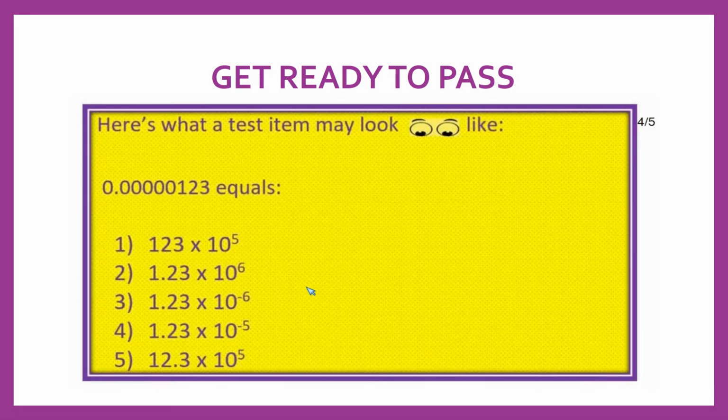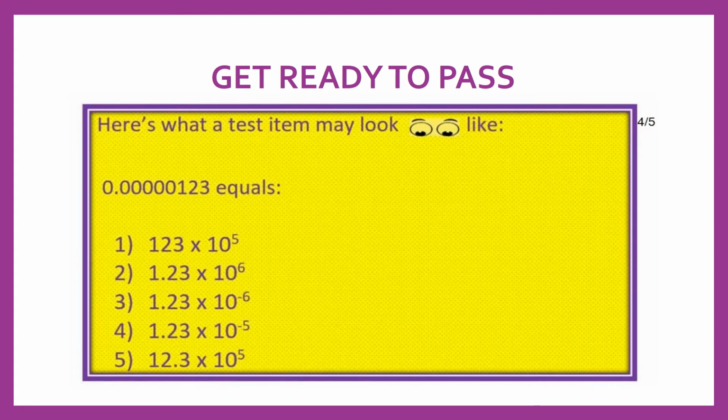Let us look at another test item where you're being asked to convert a smaller value into its scientific notation form. So here you have 0.0000123 equals, and here you have your 5 options. Option 1, 123 times 10 to the 5th power; 2, 1.23 times 10 to the 6th power; 3, 1.23 times 10 to the negative 6th power; 4, 1.23 times 10 to the negative 5th power; and 5, 12.3 times 10 to the 5th power.